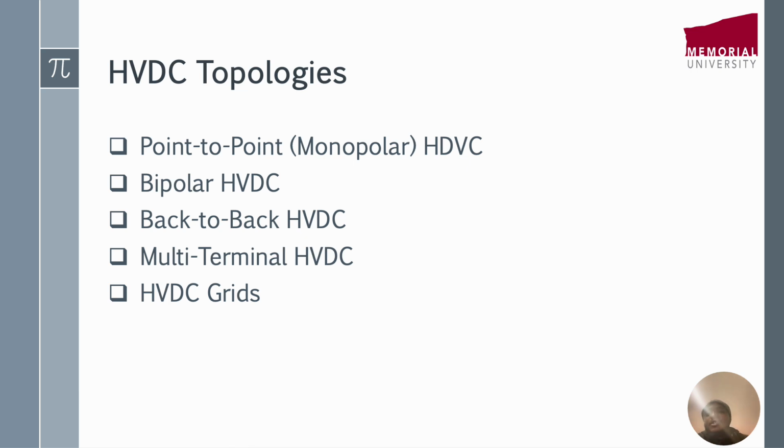The opposite is the back-to-back HVDC system. So in this case, each station would have the capability of converting both AC and DC and transmitting each way, whichever is required.